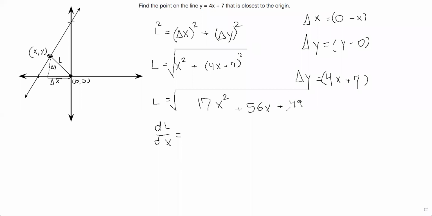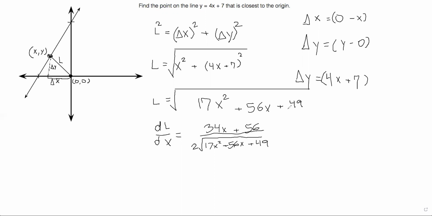So we're going to take the derivative of everything that occurs under the radical. When we take the derivative of 17x squared, we get 34x. When we take the derivative of 56x, we get 56. Put all of that over 2 times the square root of whatever was there from the beginning, 17x squared plus 56x plus 49. So this is our derivative.